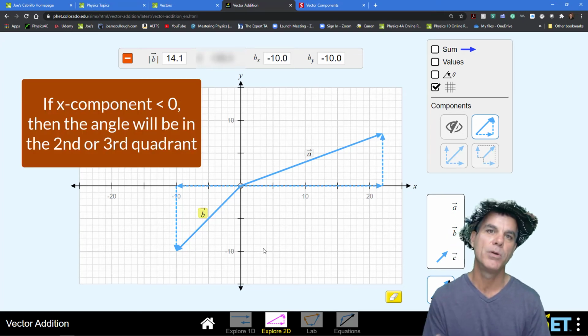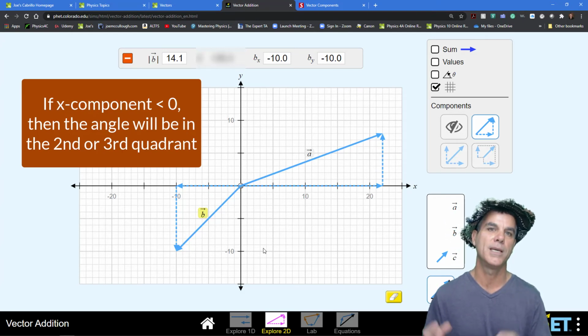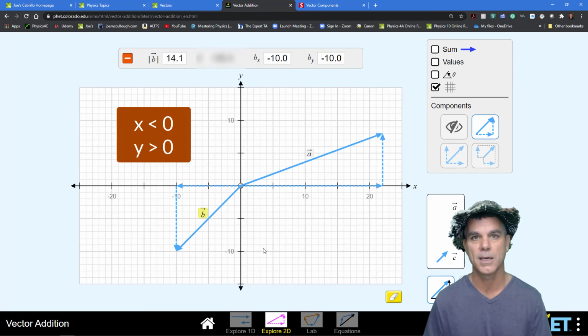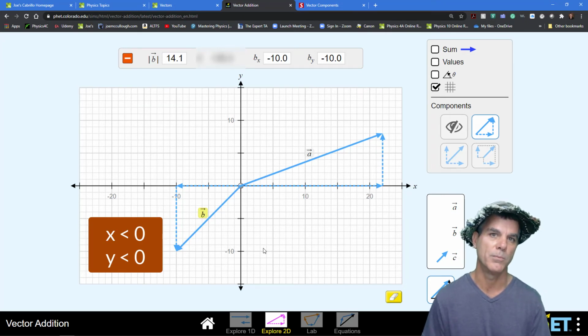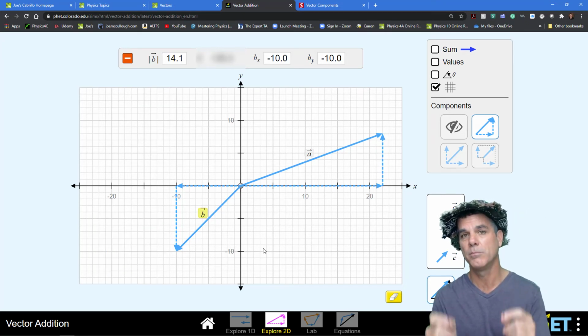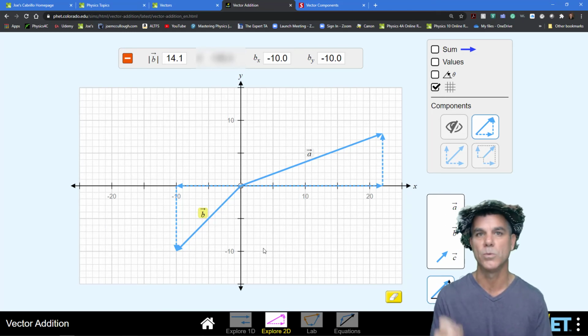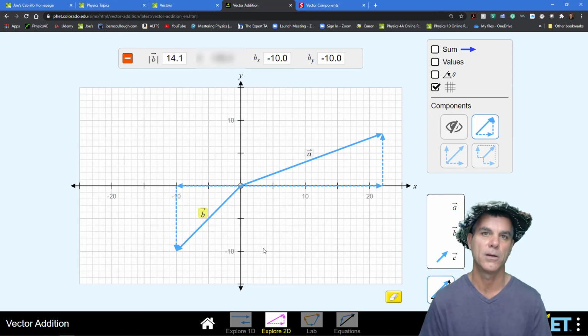If the x component is negative, you know that vector's either going to be in the second quadrant or the third quadrant. If the y component's positive, you know it's going to be in the second quadrant. If the y component's negative, you know it's going to be in the third quadrant. But anytime the x component is negative, your calculator will give you an answer which is 180 degrees off, and you need to add 180 to whatever the calculator gives you.